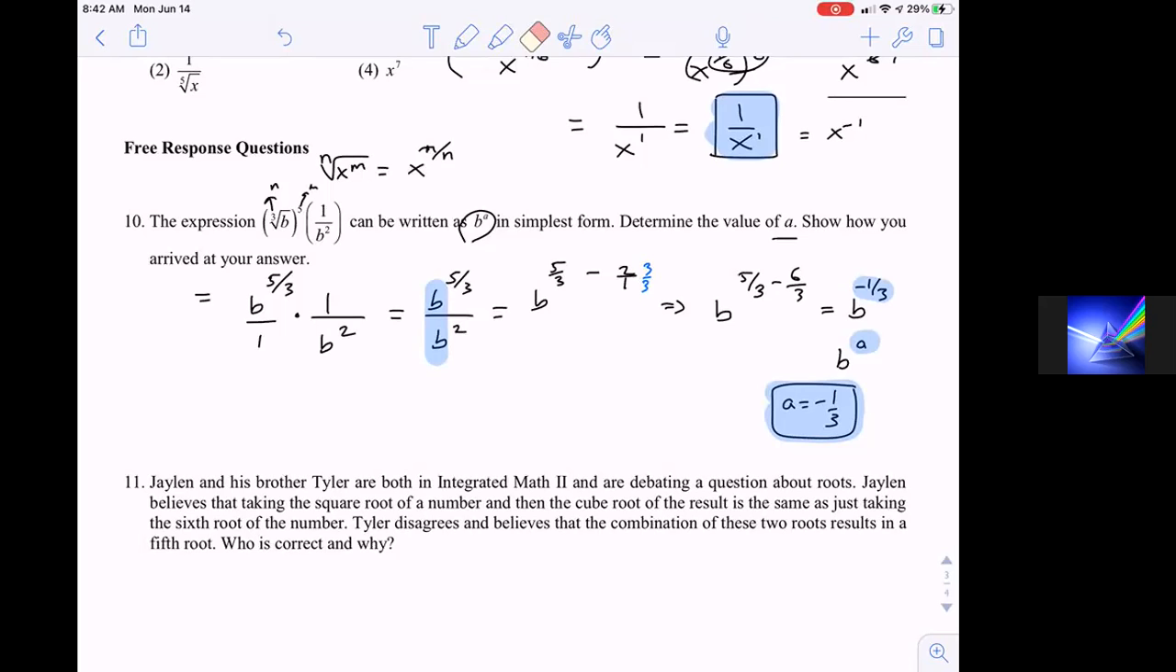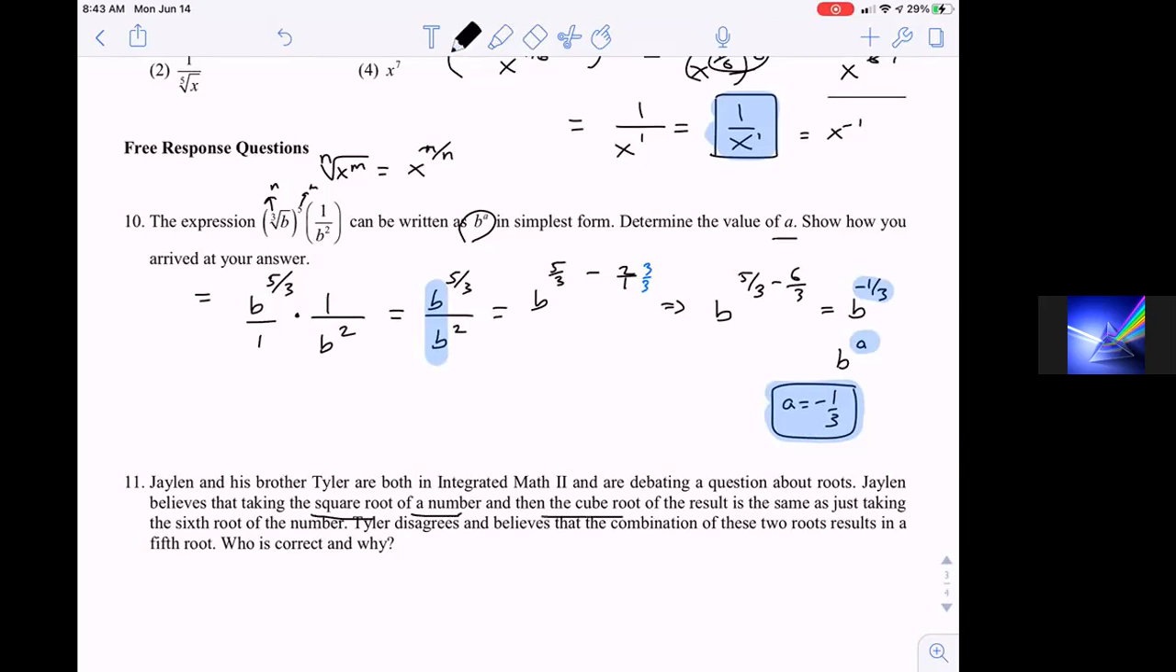Okay, Jalen and his brother Tyler are both in Integrated Math 2 and are debating a question about roots. Jalen believes that taking the square root of a number and then the cube root will result in the same as taking the 6th root. Tyler disagrees and believes the combination of the two roots will result in a 5th root. Who is correct?